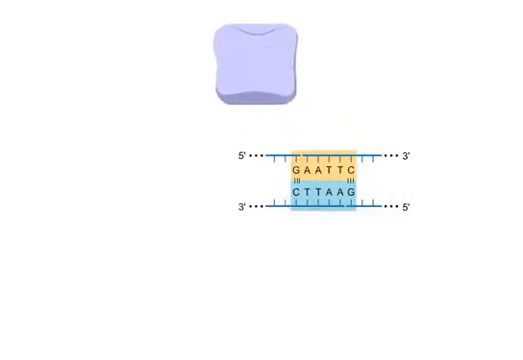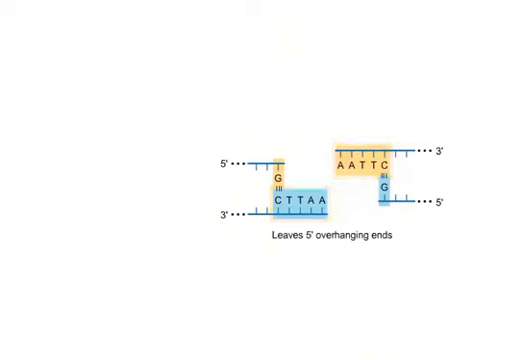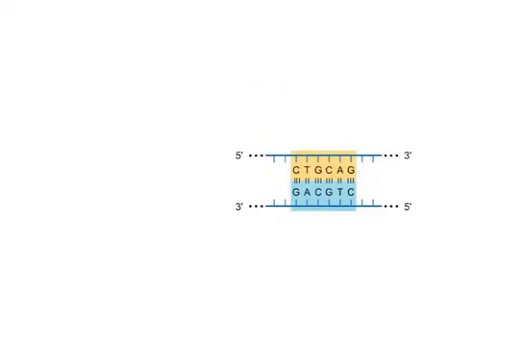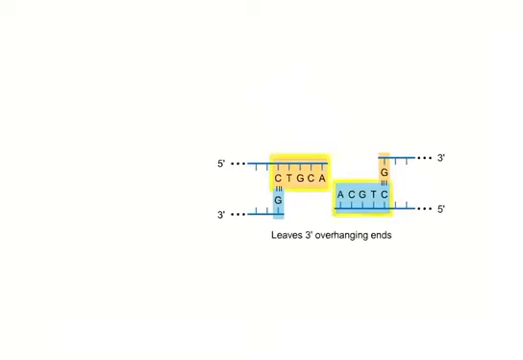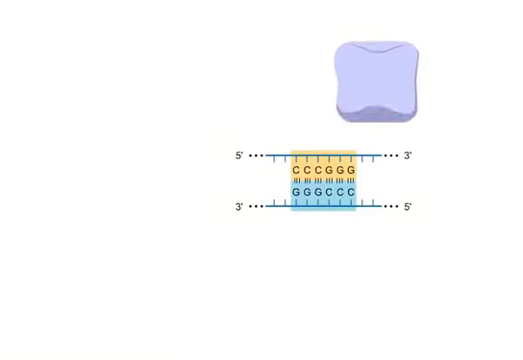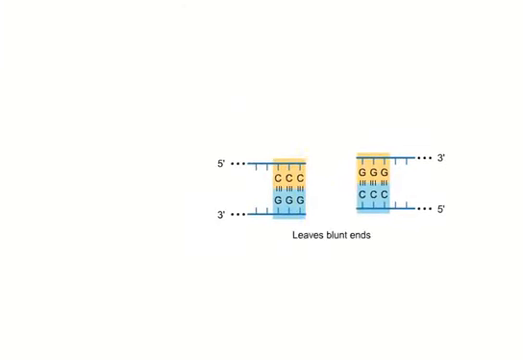For example, EcoR1 leaves 5' overhanging ends, whereas PstI leaves 3' overhanging ends. Other enzymes, such as SmaI, cut midway within the restriction site and produce DNA fragments with blunt ends.